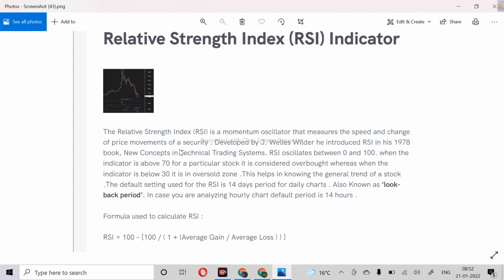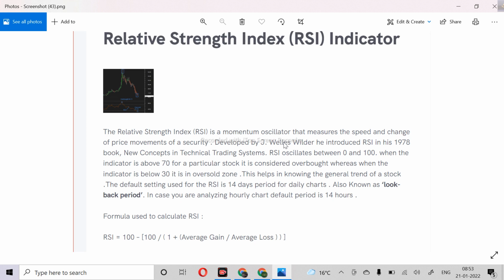The relative strength index indicator is a momentum oscillator that measures the speed and change of price movements of a security. Developed by J. Wells Wilder, he introduced RSI in his 1978 book New Concepts in Technical Trading Systems. So forget all the technical words and jargon. The first thing to gain from here is that it is an index showing how the speed and change of the price movements are calculated, while selecting a share. RSI is the indicator to show that.